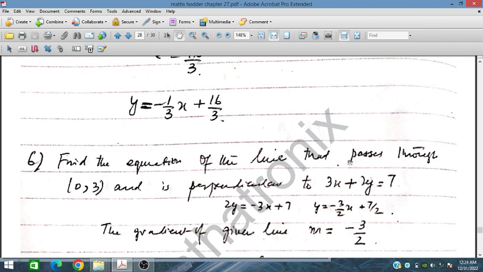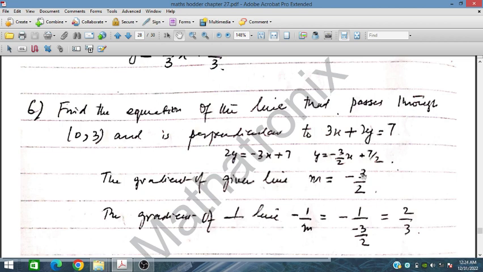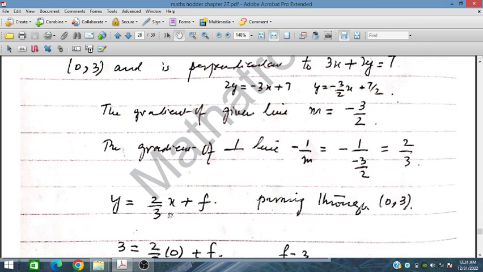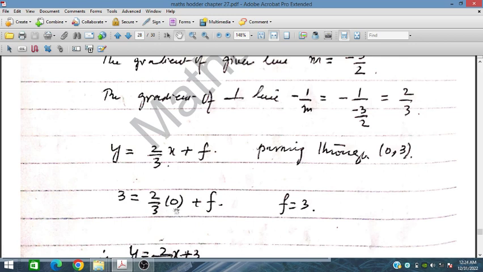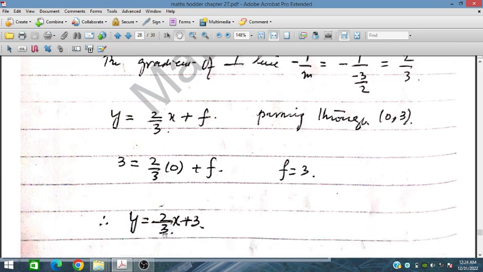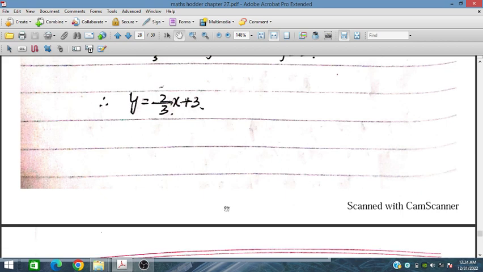Sixth part: find the equation of the line that passes through (0, 3) and is perpendicular to this. So we will write this equation in the standard form, y equals mx plus c. So this is minus 3 upon 2 x plus 7 upon 2. So m is minus 3 upon 2, and the perpendicular line will have the reciprocal slope with the opposite sign, so this slope is 2 upon 3, passing through (0, 3). So we obtain c equal to 3. So y equals 2 upon 3 x plus 3. So this is the equation.